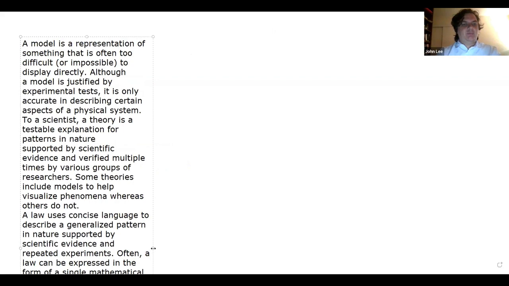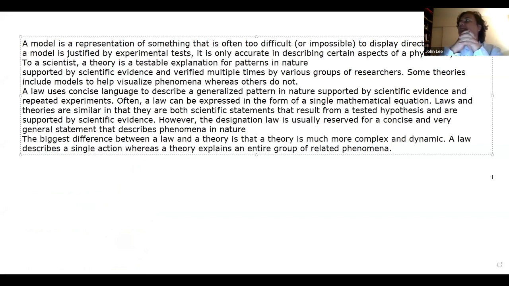Between models, theories, and laws. So a model is something that may or may not be precise, but it's a way to understand the physics of something.